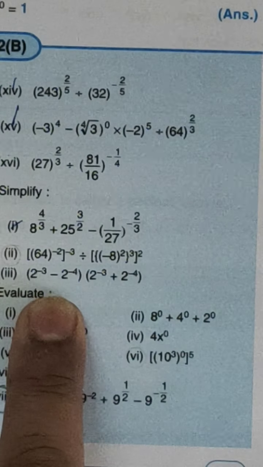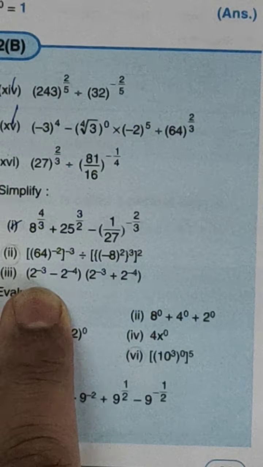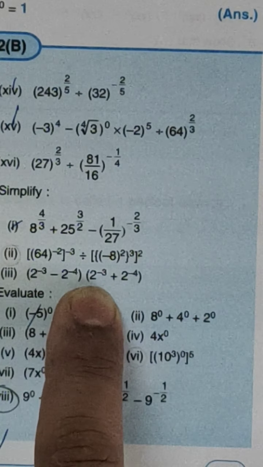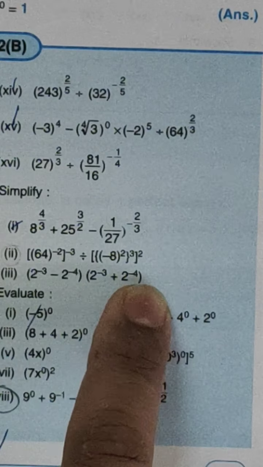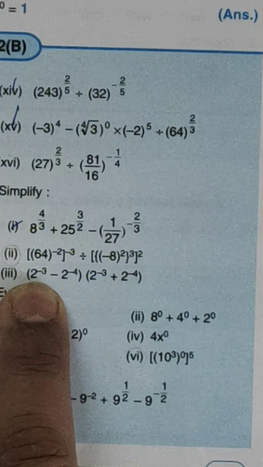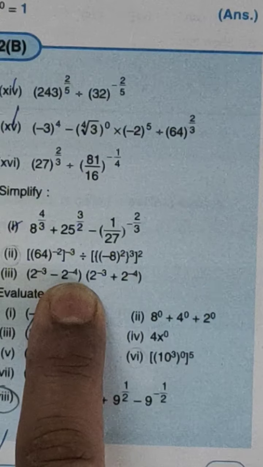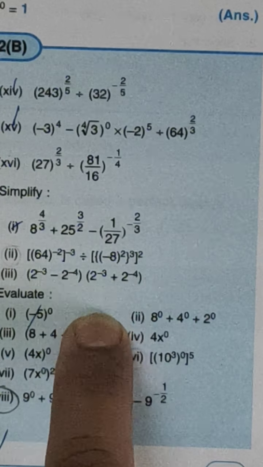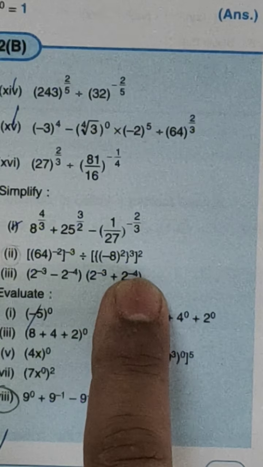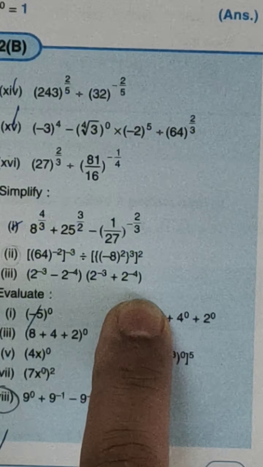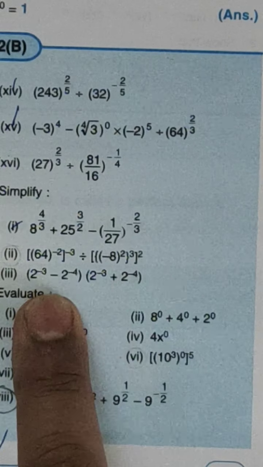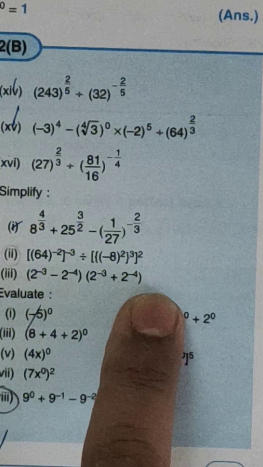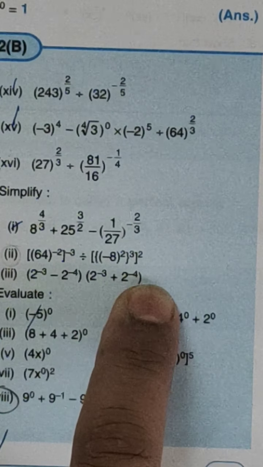In the third problem here, there is 2 to the power of minus 3 minus 2 to the power of minus 4, into 2 to the power of minus 3 plus 2 to the power of minus 4. So this will become 1 divided by 2 to the power of 3 minus 1 divided by 2 to the power of 4, 1 divided by 2 to the power of 3 plus 1 divided by 2 to the power of 4. We have got all rational numbers inside the bracket. Take the LCM. Once you take the LCM, do simple mathematics, then you will get the answers.